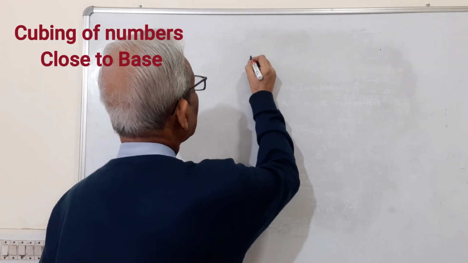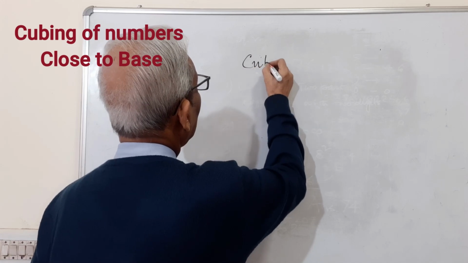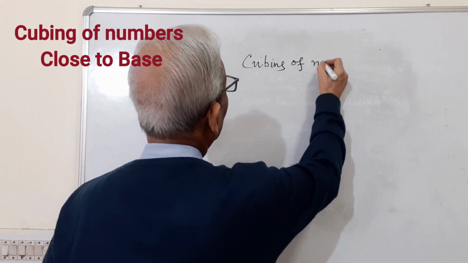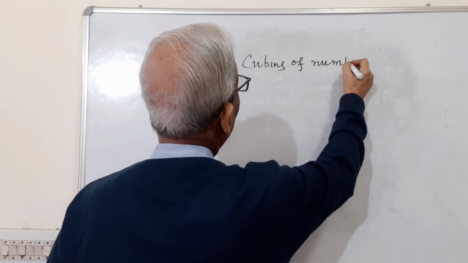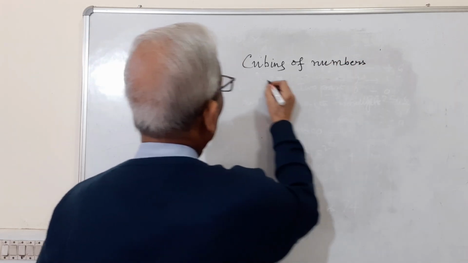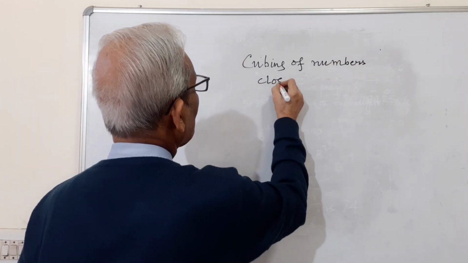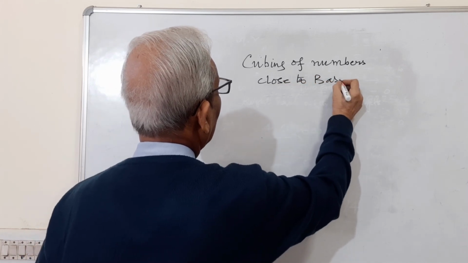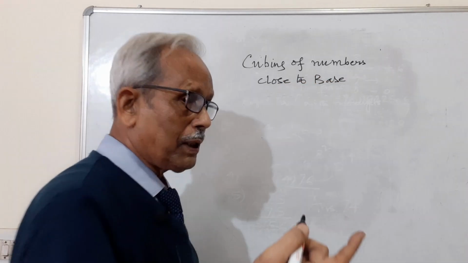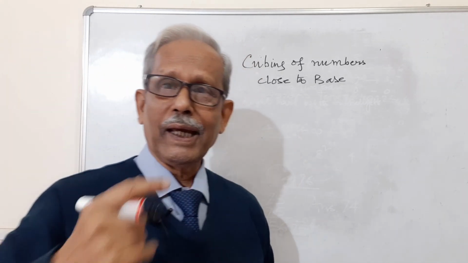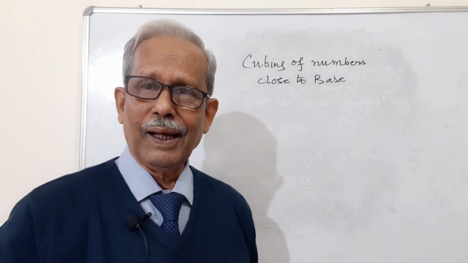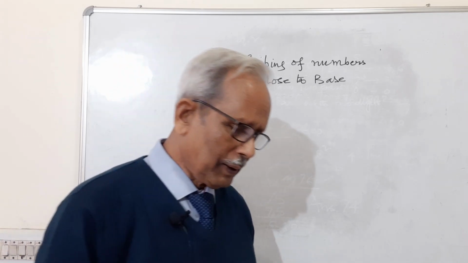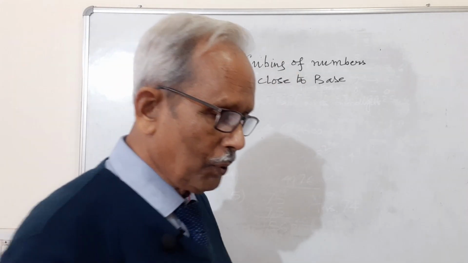So today's topic is cubing of numbers close to base. I need not tell you base again and again. Base is 10, 100, 1000, right? So for numbers which are close to their base, how do we find the cube of those numbers?